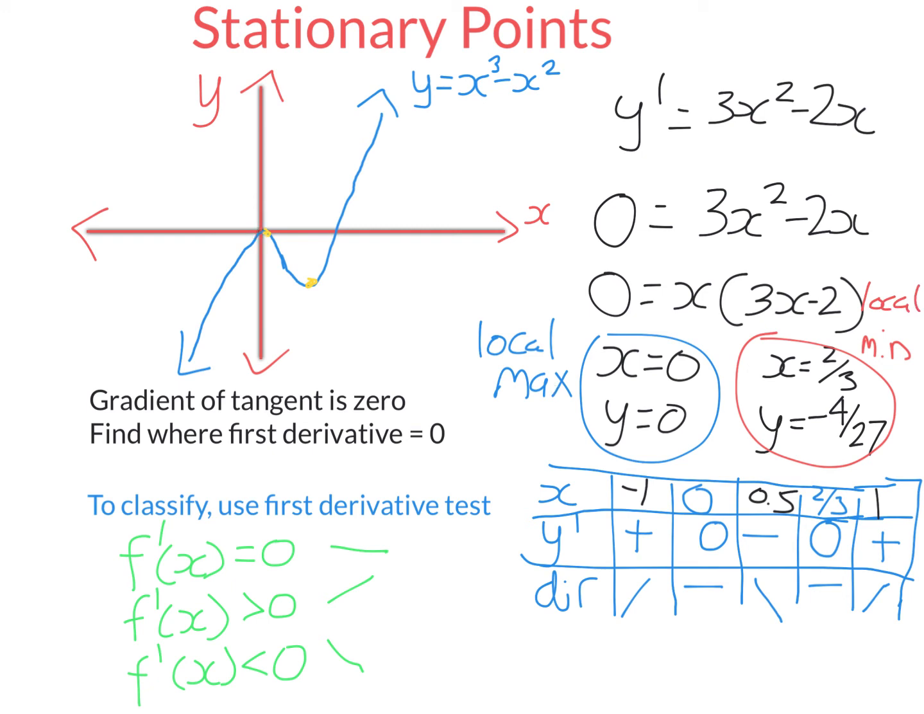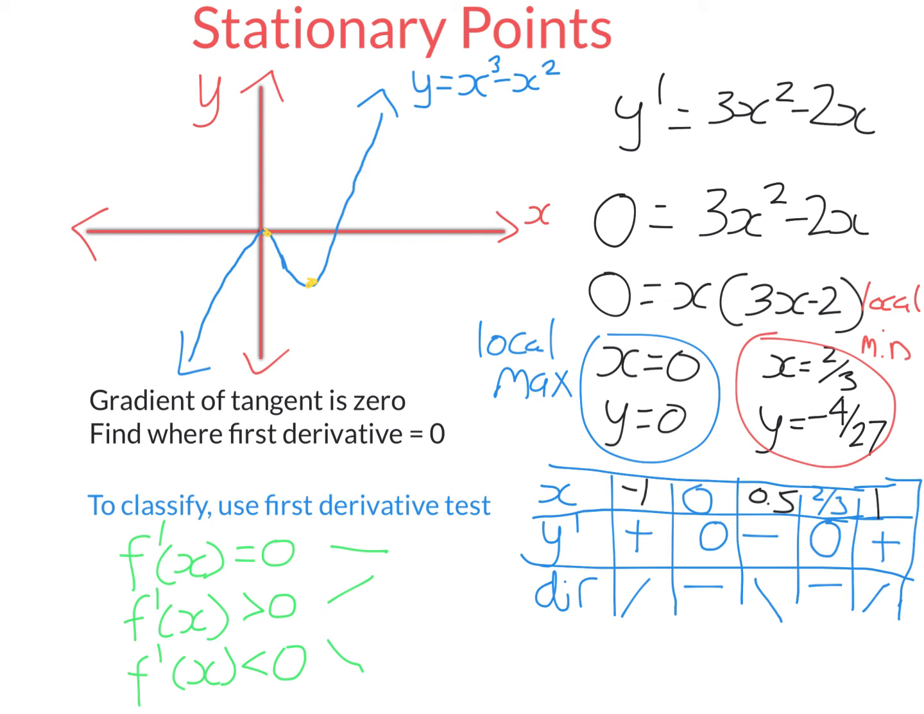0 is the maximum value of this blue function around this area of the curve. Similarly, minus 4 over 27, it's the minimum value of the curve just in this area. There are values of the curve that have a lower y value down here. So this isn't the lowest value that the function can ever take. It's just the lowest value in this neighborhood, hence why we call it a local minimum.